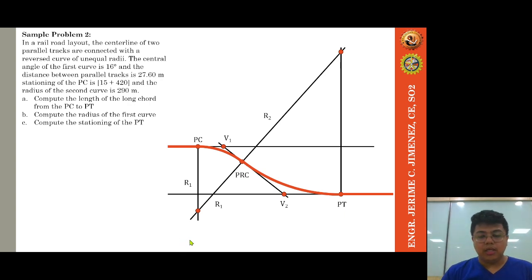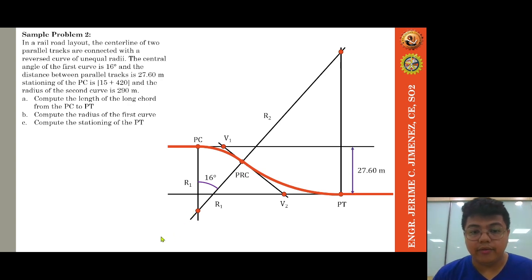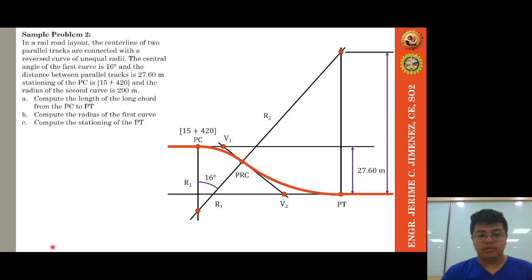So, let's complete the elements based on the problem. Sabi dito, the central angle of the first curve is 16 degrees. So, 16 degrees daw to. And the distance between parallel tracks is 27.6 meters. Yung P distance daw natin is 27.6 meters. And the stationing of PC is at 15 plus 420. And the radius of the second curve is 290 meters. Okay?